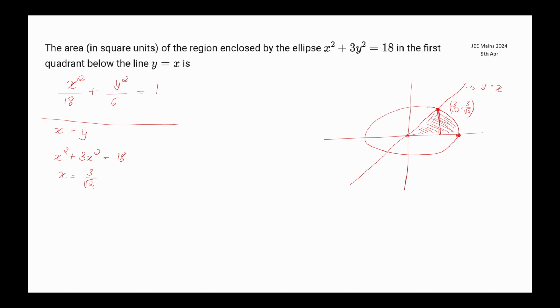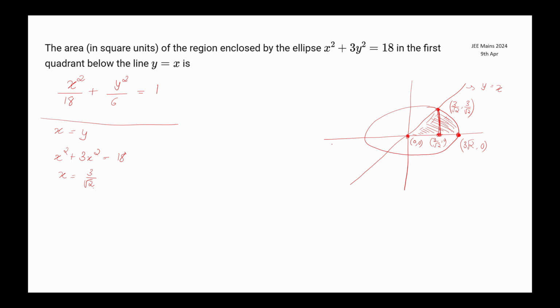What is the center here? Center is 0, 0, which is my origin. And what is this point, which is my vertex of the ellipse? This is going to be a, 0. What is my a in this entire equation? This is 3 root 2, so 3 root 2, 0. Again, these are just properties of ellipse that we are using. So this point here basically is my 3 by root 2, 0.